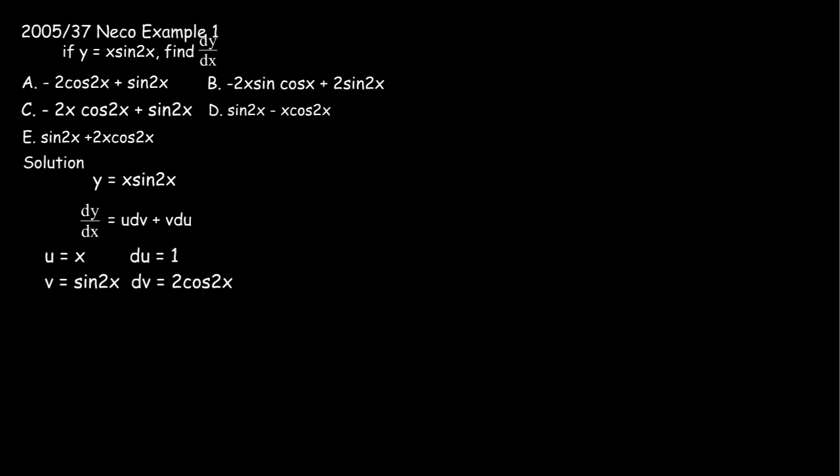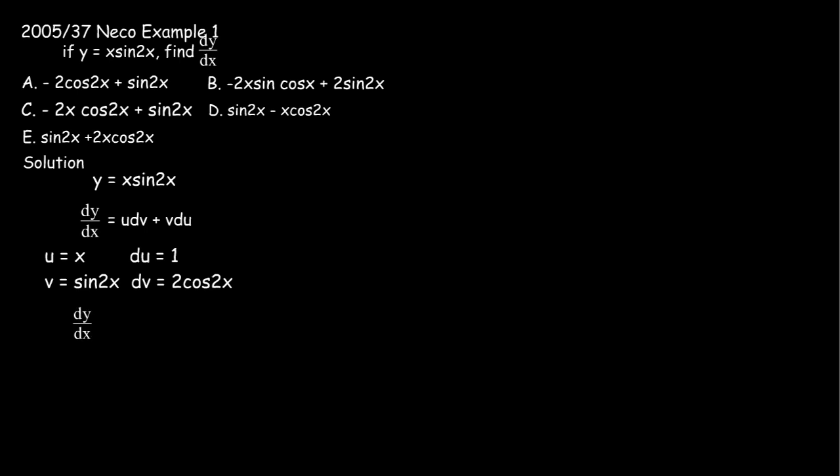u will be equal to x. du/dx therefore will be equal to 1, because when we differentiate x, we get 1. v will be equal to sin 2x, and when we differentiate v, dv/dx will be equal to 2 cos 2x. The next step is to substitute u, du/dx, v and dv/dx in our formula.